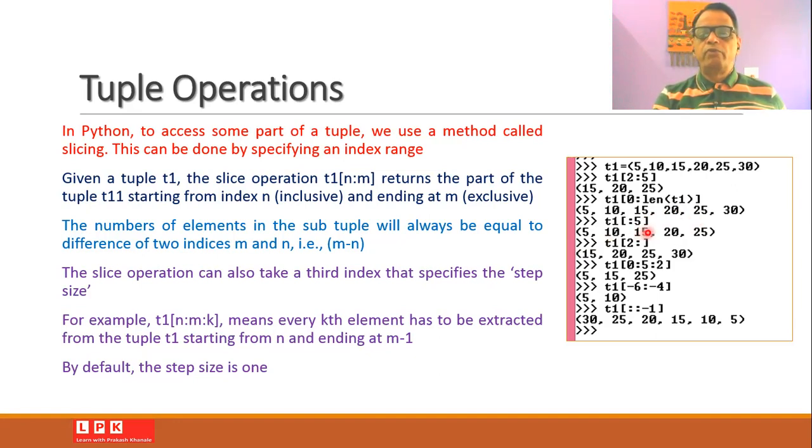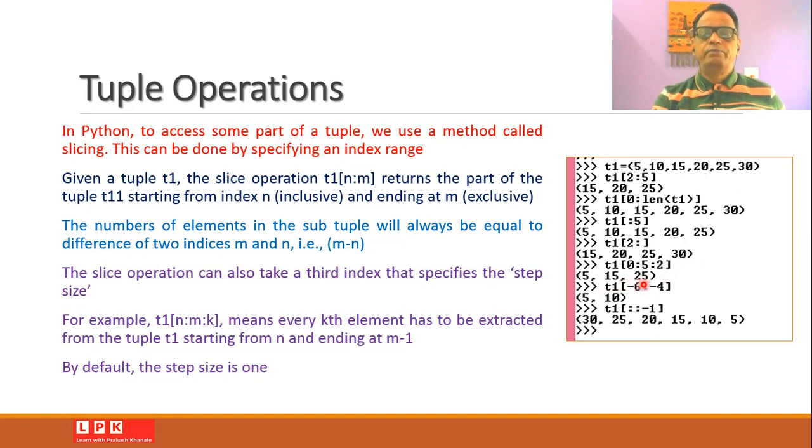If I write T1 colon 5, then by default the index will start from 0 up to 4, so I will get the elements up to 25. If I write T1 2 colon, then we will start from the index 2 to the last element of the tuple. If I write T1 0 colon 5 colon 2, then we will start from the index 0 up to the index 4, and the step size will be 2, and therefore I will get the elements 5, 15, and 25.